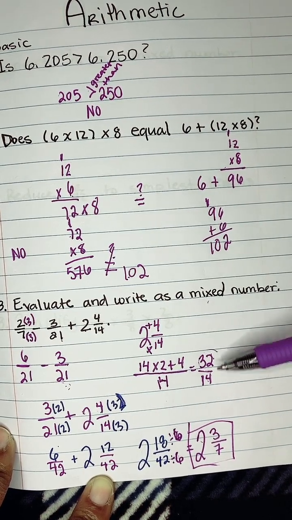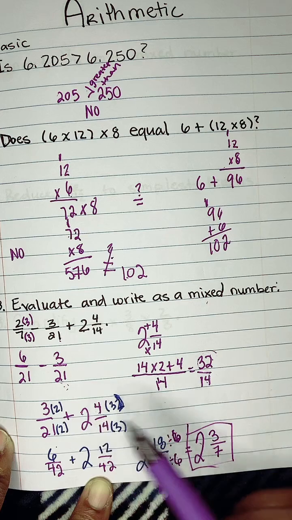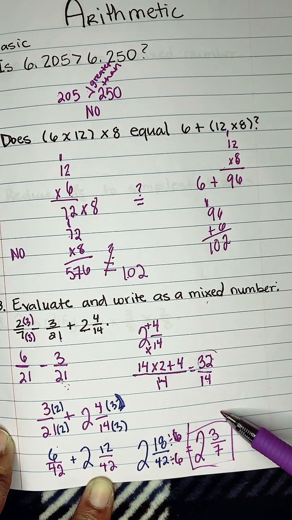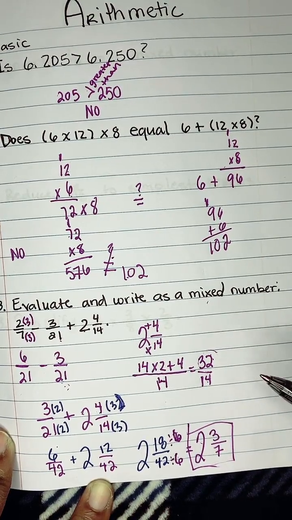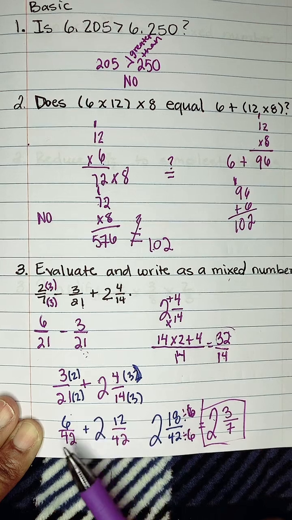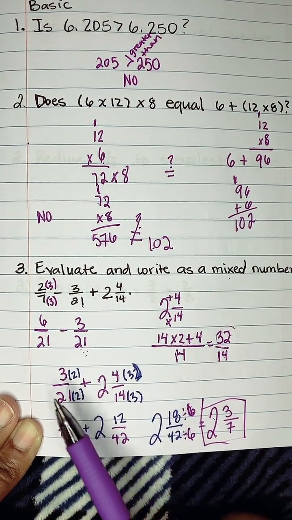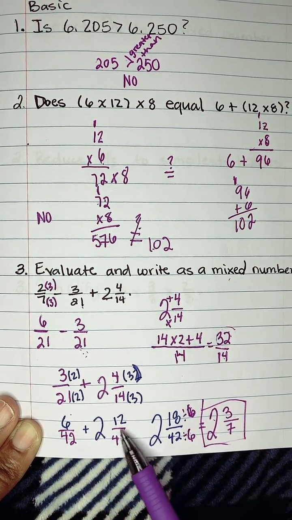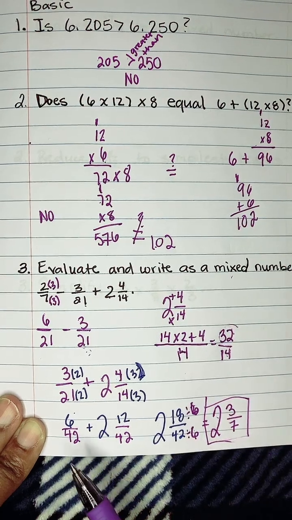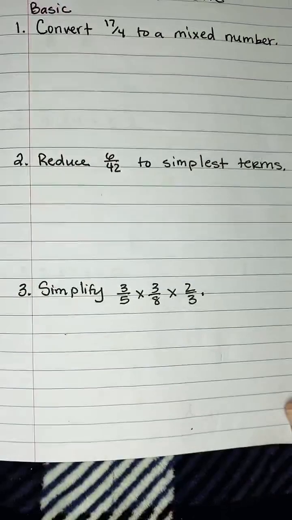Then reduce 32 over 14? Yes, we could do that and then add it here. But yeah, we could do that. But does this make sense, you guys? Does this way make sense? So we took this step out of it because then there would have been more steps. Yes? Okay, perfect. All right, let's keep it pushing.